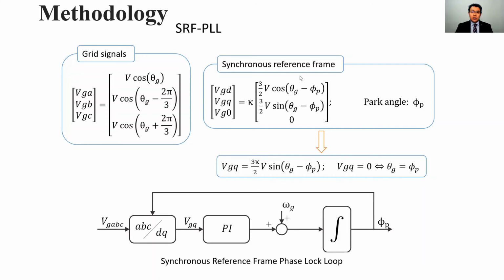Then it follows that if somehow we regulate the voltage VGQ towards 0, we can obtain an estimate of the grid angle. For that, we use a PI controller. This is the block diagram of a classical synchronous reference frame phase lock loop.